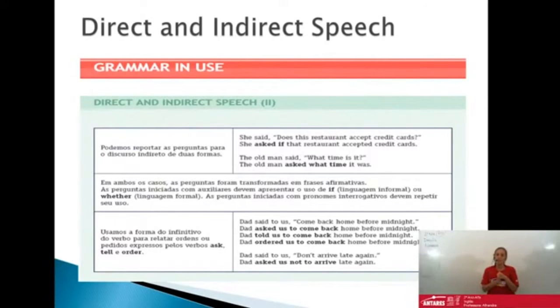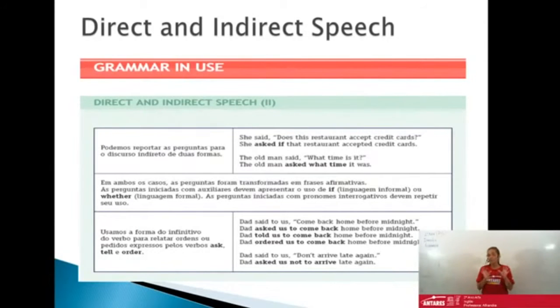Page 56 in your books, guys. It says, we can report questions to indirect speech in two ways. Then they show, she said, the question is, does the restaurant accept credit cards? Then you have, she asked if the restaurant accepted credit cards. So attention here. In English, you have two types of questions. We have what we call WH questions, and you have what we call yes or no questions.